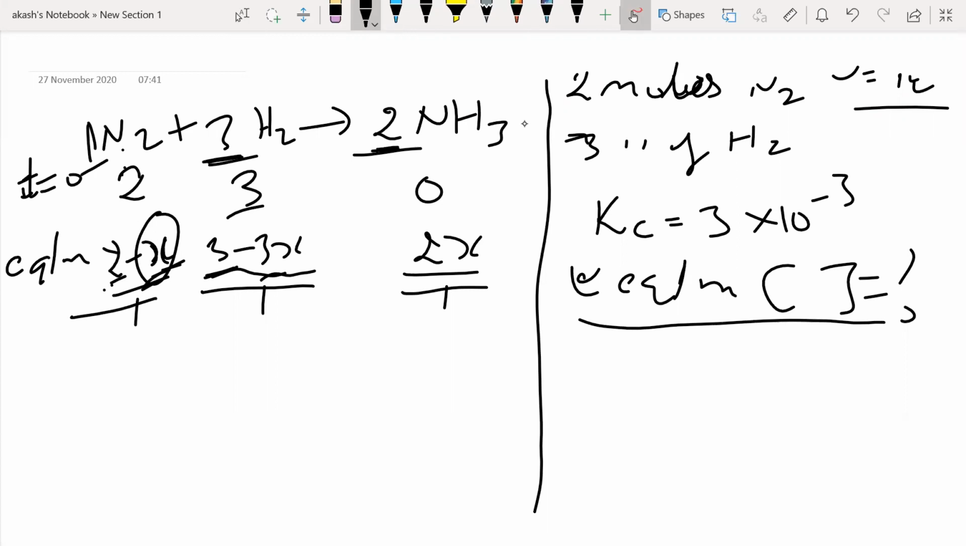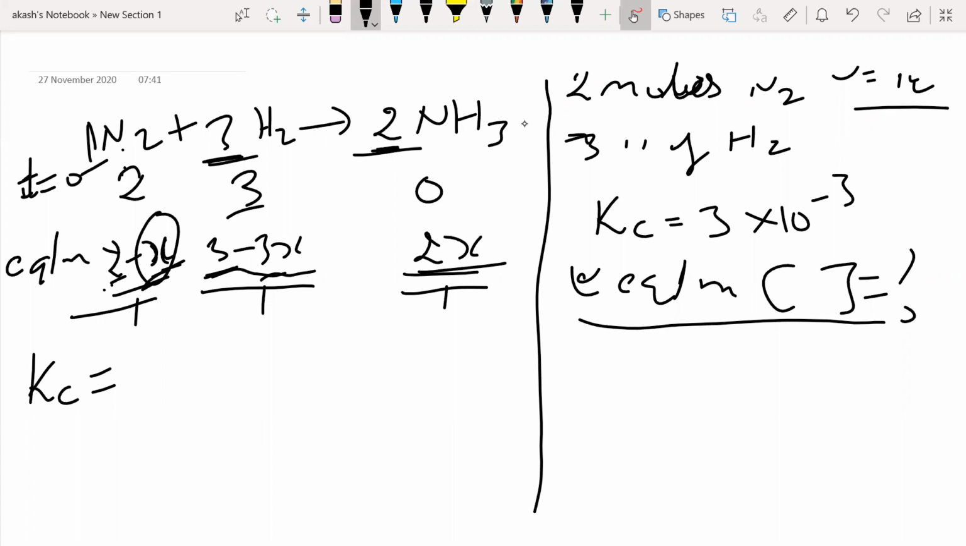Though you have given me the Kc value, now you can substitute all these things in the Kc expression. Now you are going to tell me how I am going to fill it. Now tell me, Kc will be equal to what? How will I write it? In the numerator, what should come? 2x. That's it, nothing else. Nothing at the powers. These are the equilibrium concentrations.